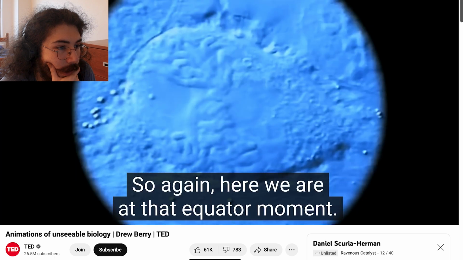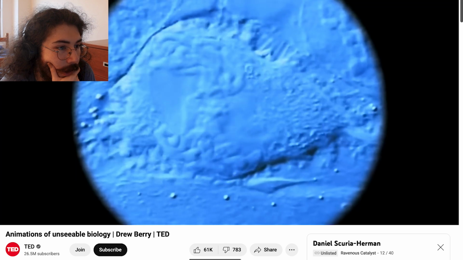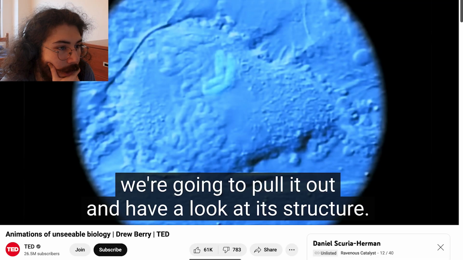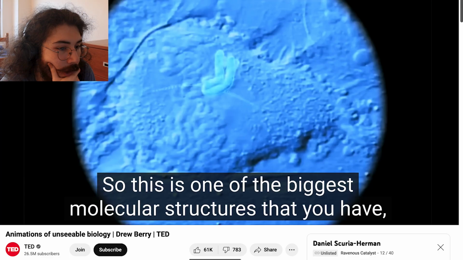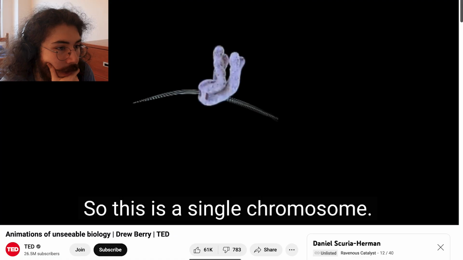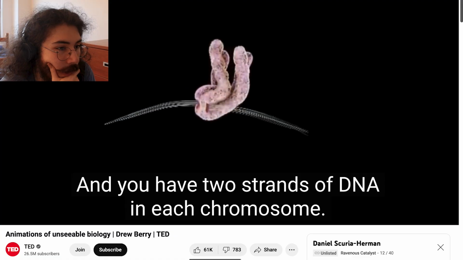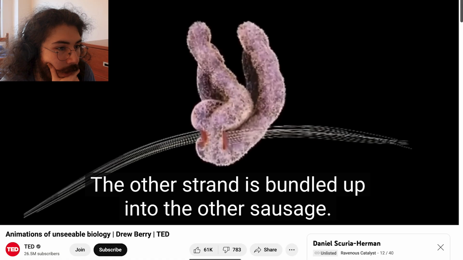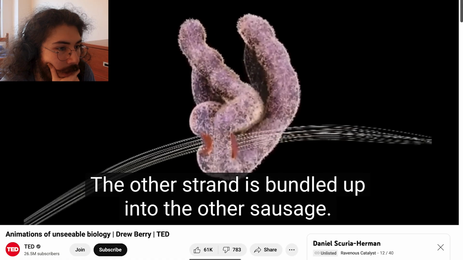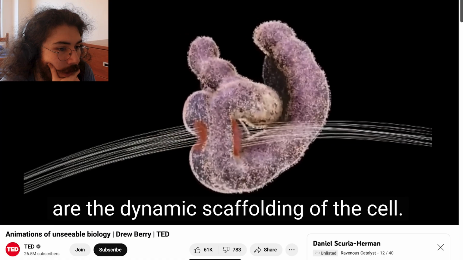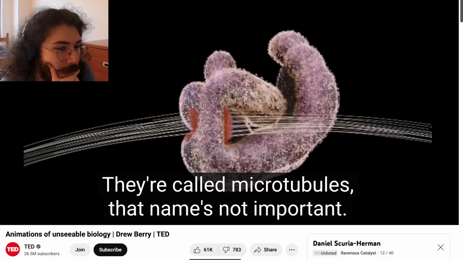So again, here we are at that equator moment. The chromosomes line up, and if we isolate just one chromosome, we're going to pull it out and have a look at its structure. So this is one of the biggest molecular structures that you have, at least as far as we've discovered so far, inside of us. So this is a single chromosome, and you have two strands of DNA in each chromosome. One is bundled up into one sausage, the other strand is bundled up into the other sausage. These things that look like whiskers that are sticking out from either side are the dynamic scaffolding of the cell. They're called microtubules, but the name's not so important.